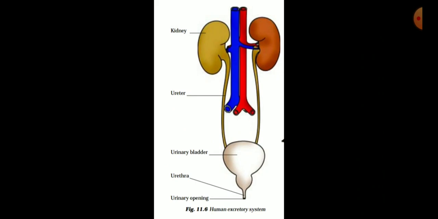So, this diagram is also very important. Note this diagram and practice this diagram. Draw and practice it in your rough note, students. The human excretory system is very important.